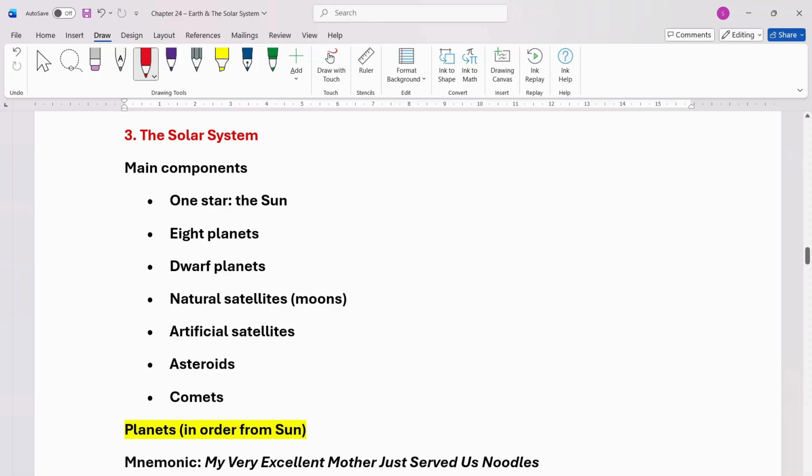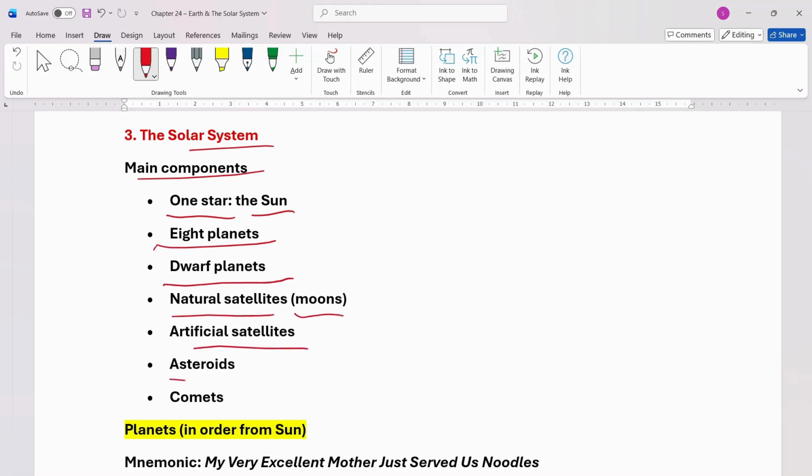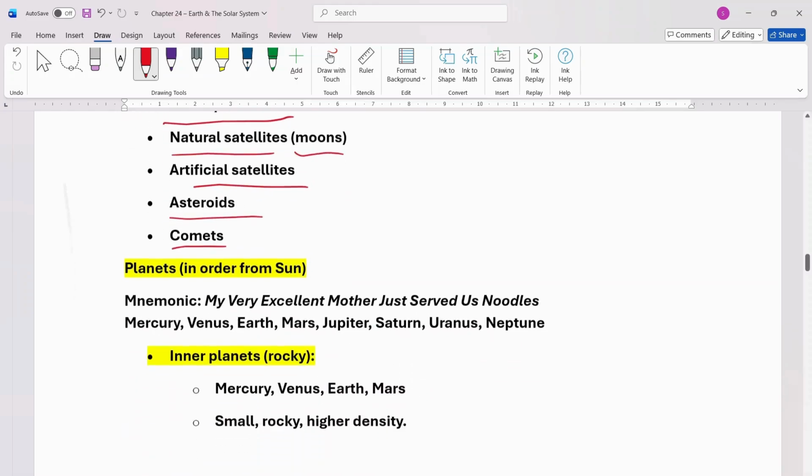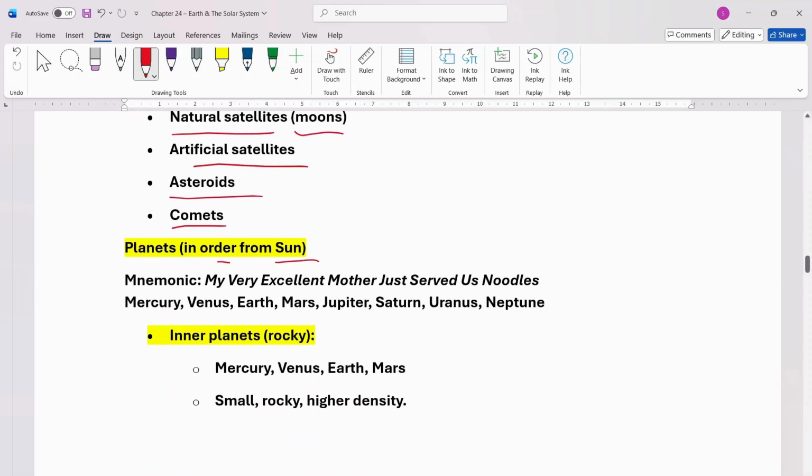Now let's discuss the solar system. Main components: 1 star, the Sun; 8 planets; dwarf planets; natural satellites such as the Moon; artificial satellites; asteroids; and comets. Planets in order from the Sun. For a mnemonic: my very excellent mother just served us noodles. So we can learn Mercury, Venus, Earth, Mars, Jupiter, Saturn, Uranus, and Neptune.